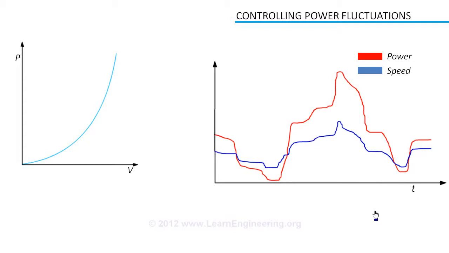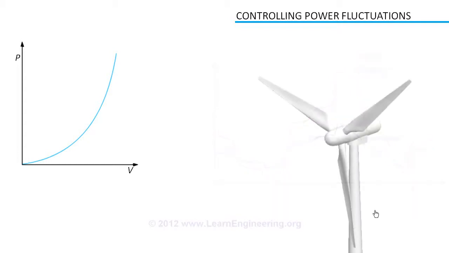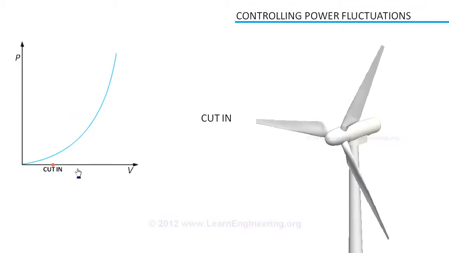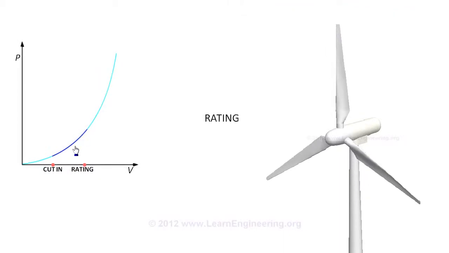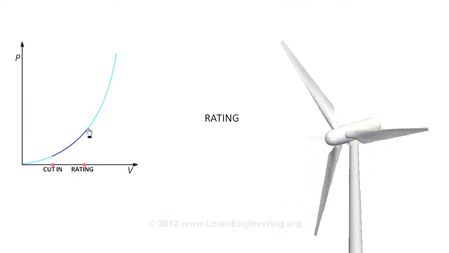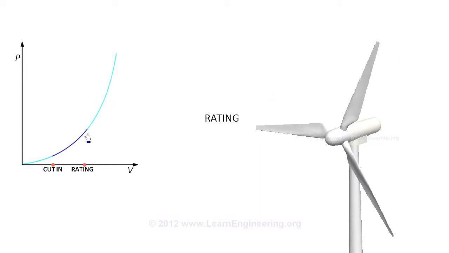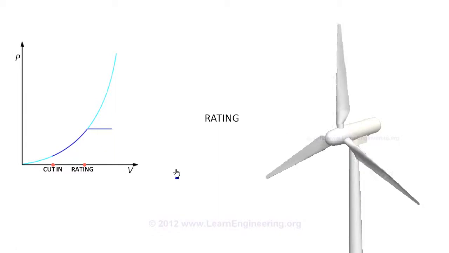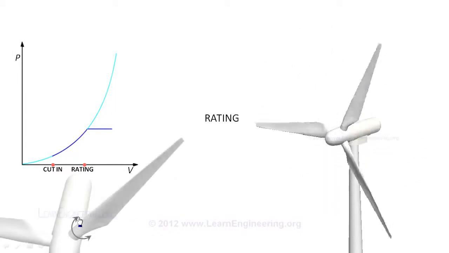In practice, a wind turbine starts only when there is a minimum wind speed, called the cut-in speed. When wind speed is between the cut-in speed and a rated speed, there will be varying power production. After the rated speed, power production is maintained at a constant level. This is achieved by adjusting the pitch of the blades with the help of a controller.